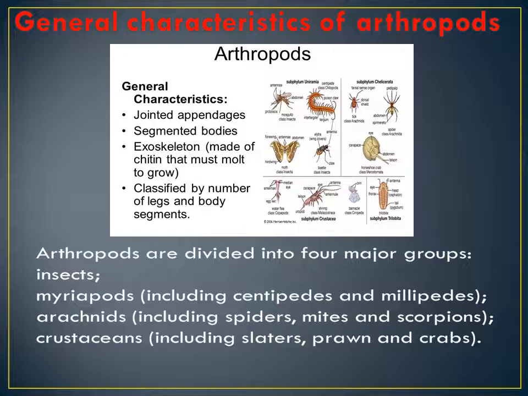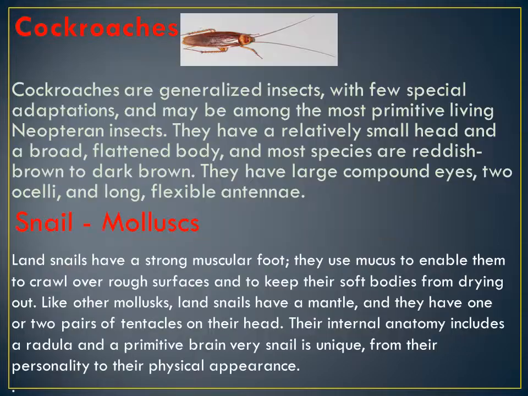Earthworm was in platyhelminthes. Now arthropods. Got it, children? What are arthropods? Example is a cockroach. What are the characteristics of arthropods? Jointed appendages, segmented body, exoskeleton made of chitin that molts to grow, and characteristics by number of legs and body segments. Arthropods have 4 major groups: insects, myriapods, arachnids, crustaceans.